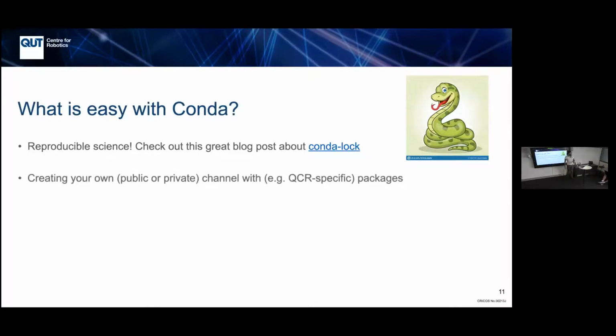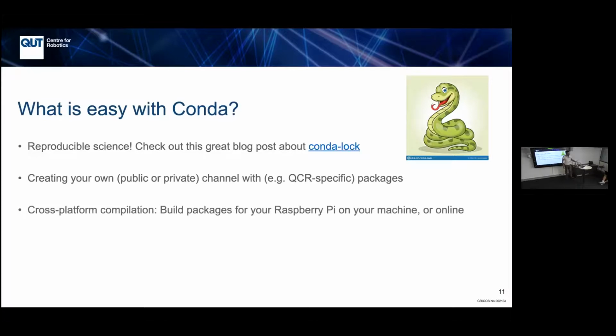It's super easy to create a new channel with new packages. For example, in QCR, again, Gavin has those parallel ROS packages somewhere lying around. And I guess it was a painful process to come up with the script in the first place. Conda makes it very easy. It does the cross-platform compilation for you, so you can build packages for your Raspberry Pi. You don't need to wait 4 hours and run out of memory 5 times. You can do it on your Linux machine or on online continuous integration to build those packages.